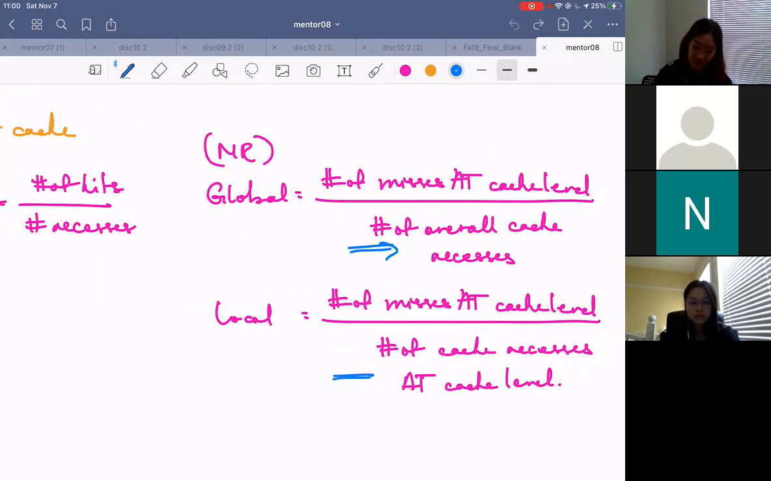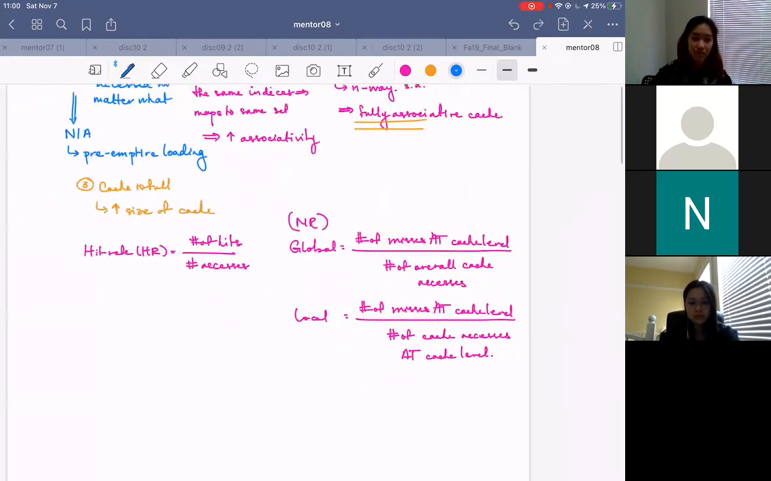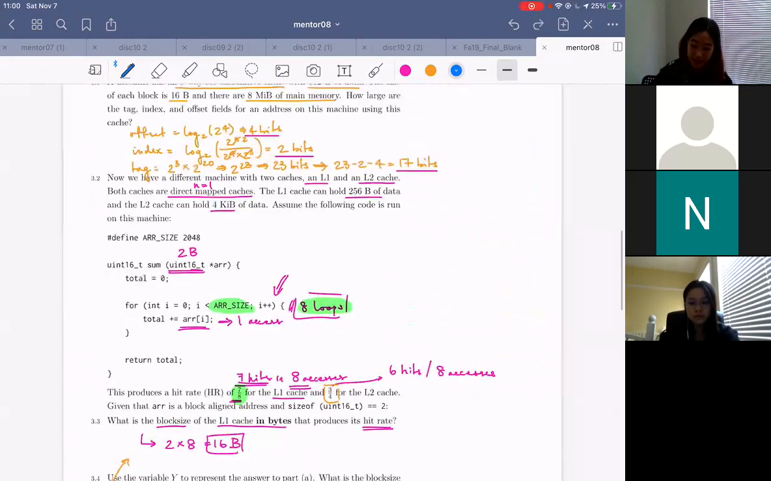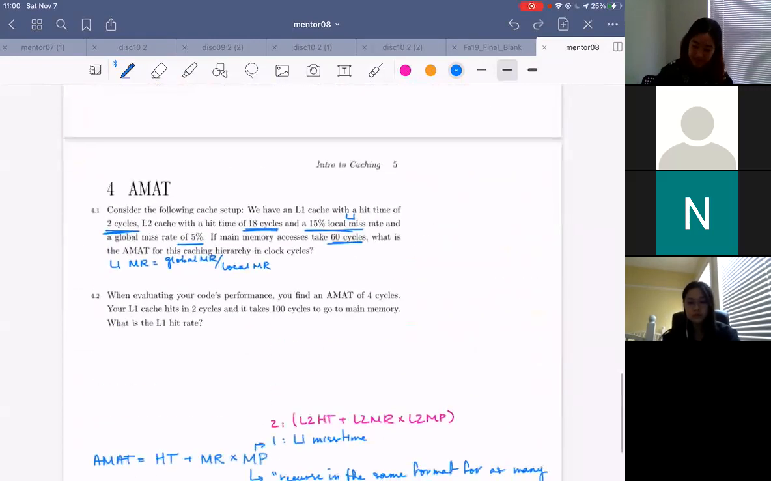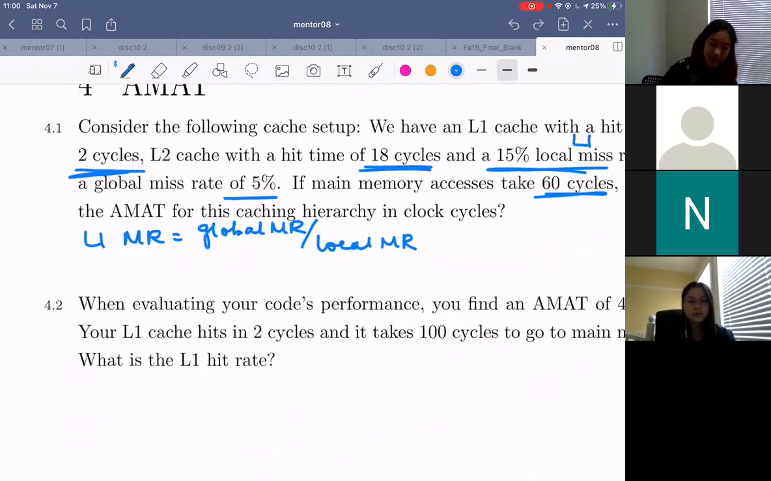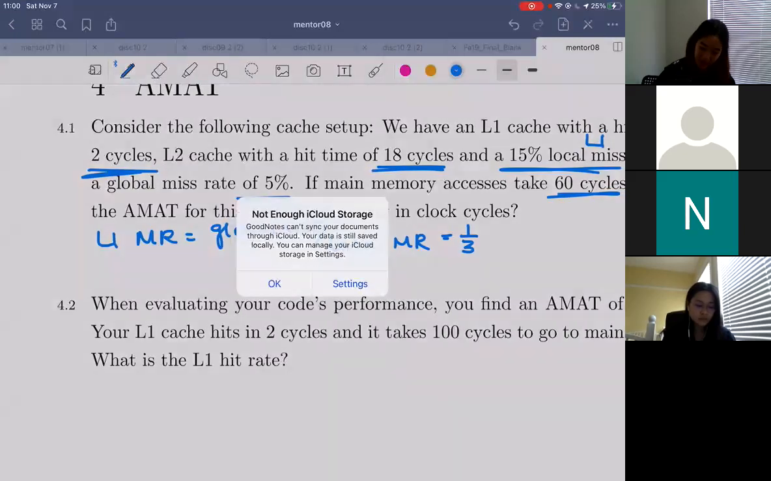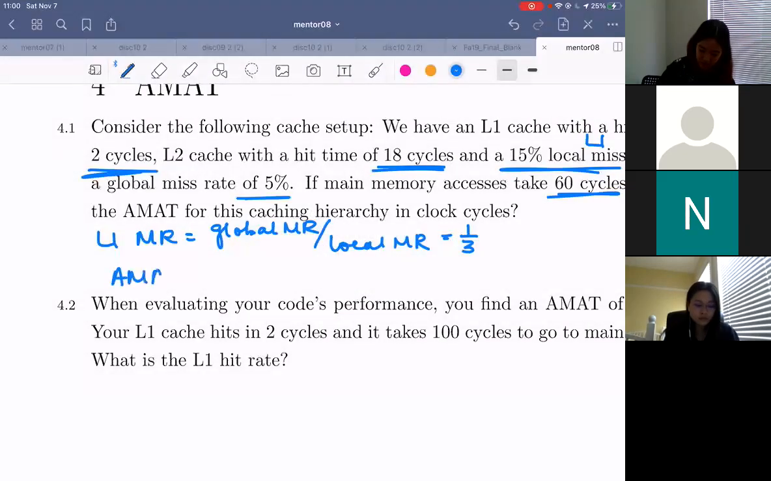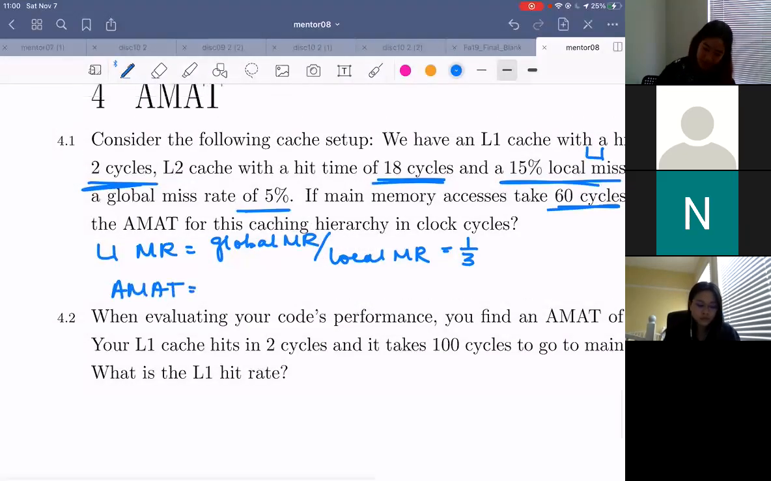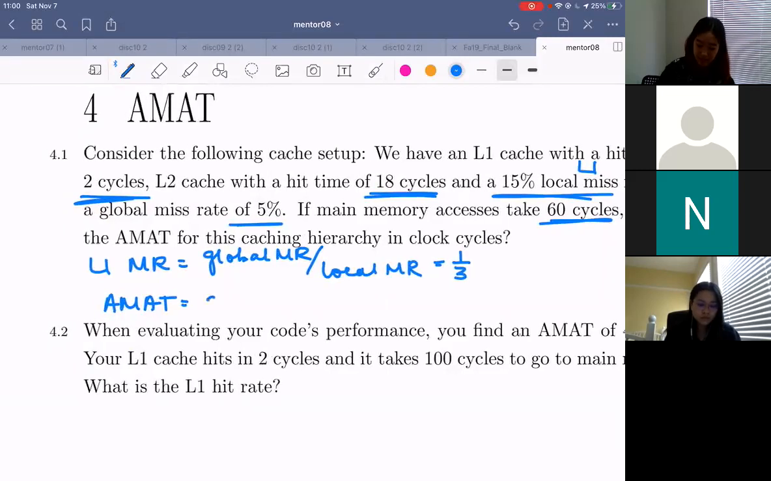And that will allow us to get the overall amount of misses that we wind up having, because the only ones that have to go on to the next level are the ones that miss in L1. So if we get this, then the value that we wind up getting is going to be 1/3. So going through this, our AMAT's going to be structured in this way. Our AMAT's going to have the L1 hit time, which is going to be 2 cycles.